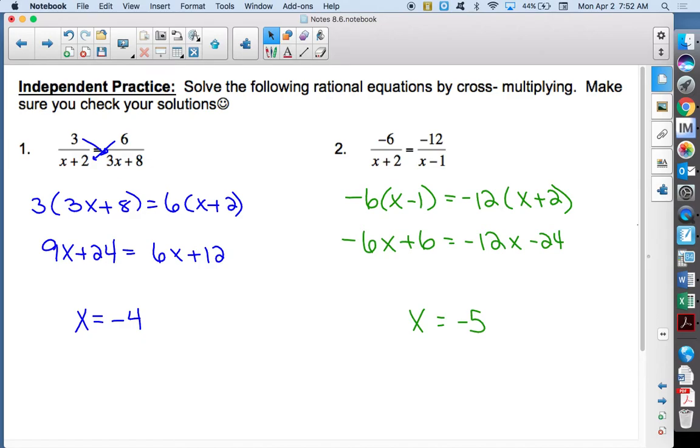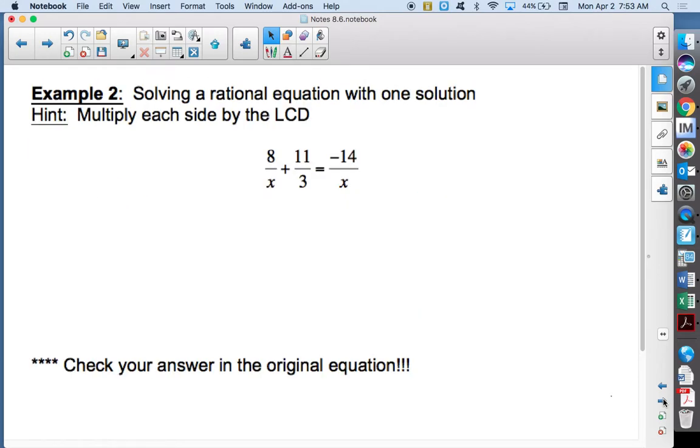All right, so if you flip the page, we are now going to try and solve a rational equation using the least common denominator. So now you're not going to have one term on the left and another term on the right, or one expression on the left and another on the right. Instead, we're going to have 3 or 4 pieces, like multiple terms on the left and the right.